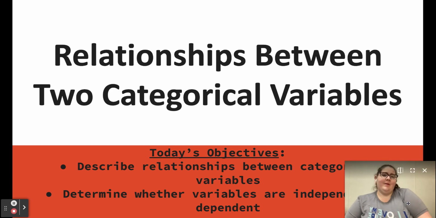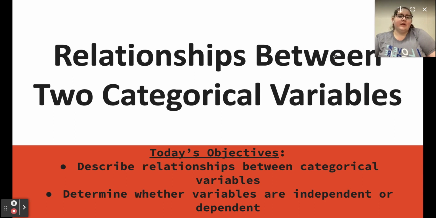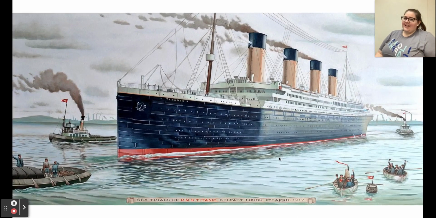Hello. So today we're going to talk about relationships between categorical variables. We've already talked a little bit about categorical variables in general and how we display and graph them. But today we're going to look specifically at how we describe the relationships we see between categorical variables, how they affect each other, etc. To do that, we're going to talk about the Titanic.